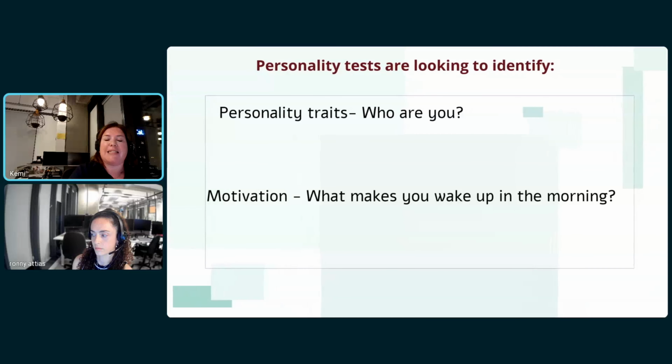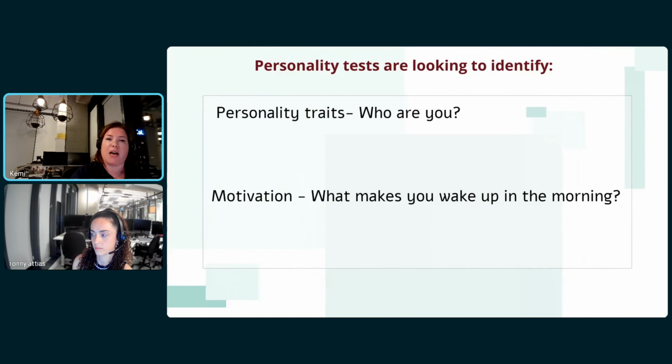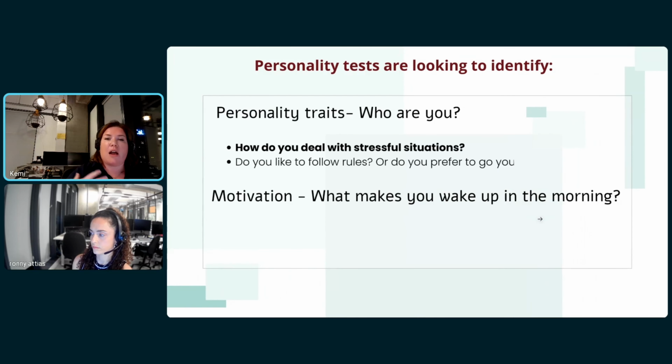So what are personality tests really looking to identify? They want to understand who you are as a person. They want to learn you, and how you fit in to the organizational culture.